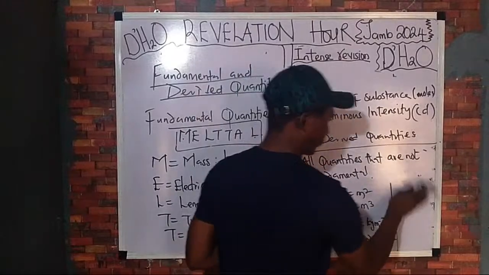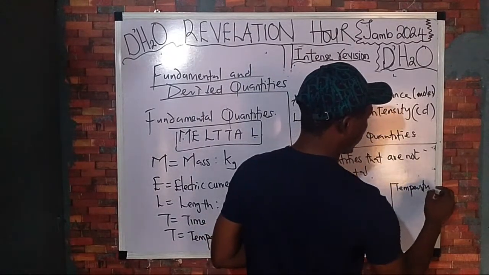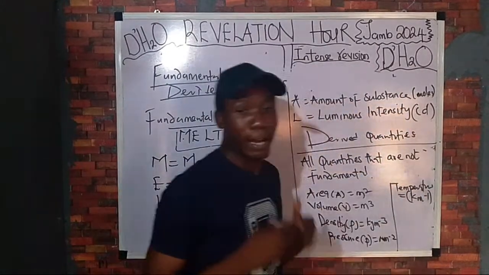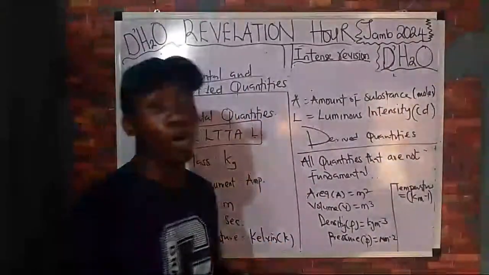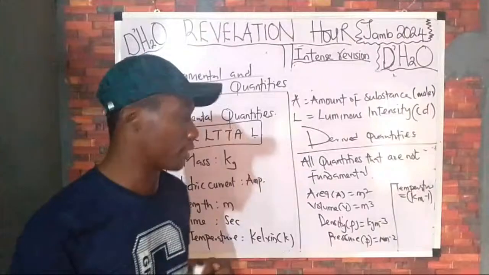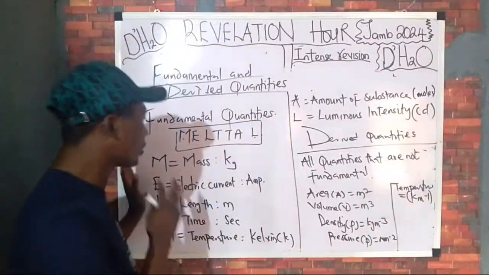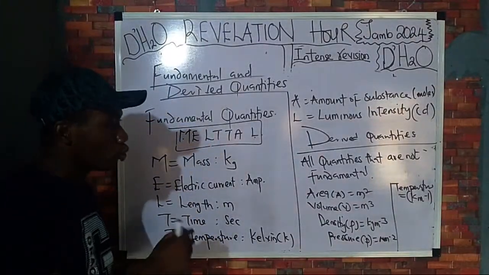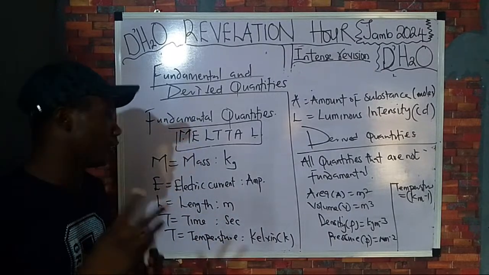A quantity like temperature gradient is a derived quantity, and that gives us Kelvin per meter. There are many quantities here that are derived. You might not be able to know all the derived quantities, but you can master your fundamental quantities. If you know your 7 fundamental quantities, then any other quantity given to you should be labeled as derived. Please master this very well.